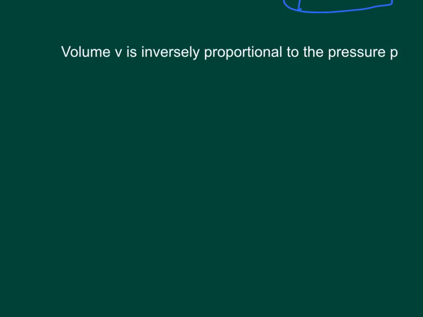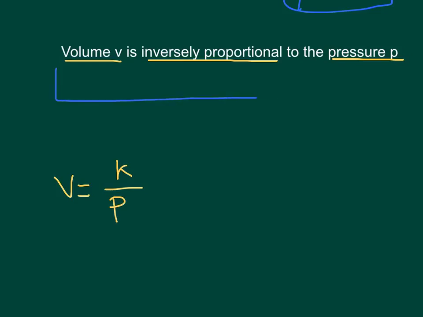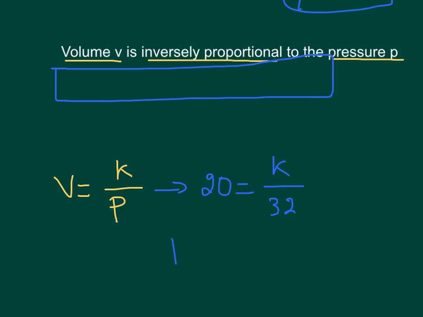Okay, as for number 17, I just need you to notice something. They told you the volume V is inversely proportional to the pressure P. That should give you a formula. That means it's V equals K over P. The first part of the problem is they gave you everything you need so you can find what K is. So I'm going to say if the volume is 20, and K is what I'm looking for, the pressure is 32, that gives us K equals 20 times 32, which gives us 640. That's a constant.